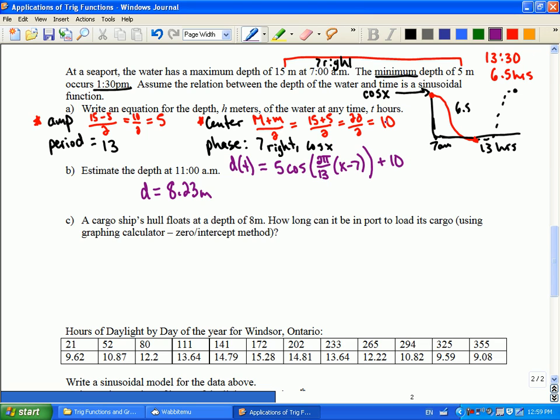Now, I don't know if you knew that your calculator could do some tricky solving stuff in there. There is a reason that they cost so much money, but we're going to get the calculator to do the work this time. We're not going to do it by hand. This time it says a cargo ship needs 8 meters of depth in order to get in and out of the harbor. So we want to know how long can they be in port before they have to get out, before this thing beaches itself, right?